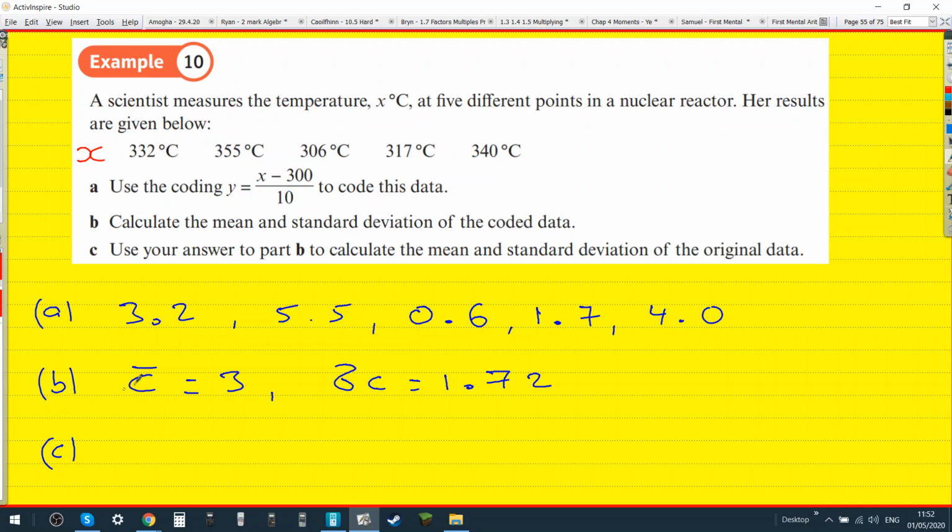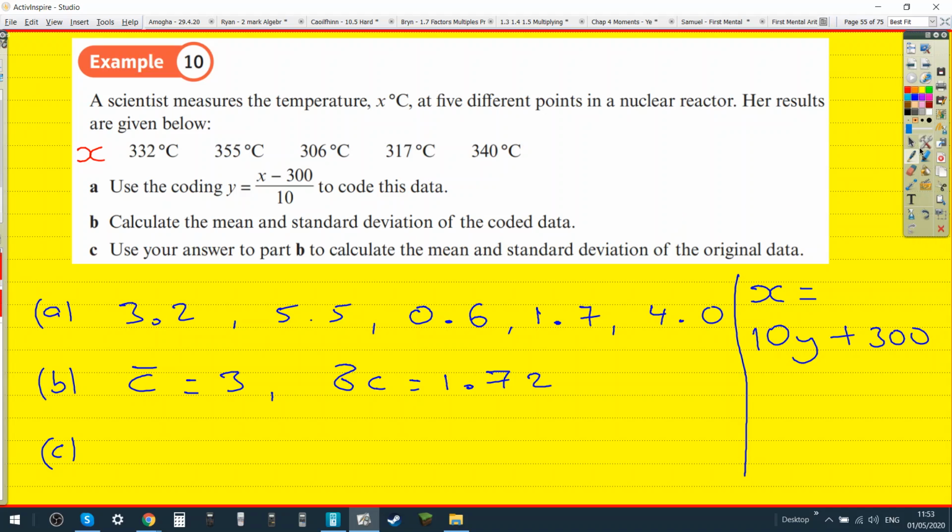No. So what would you get? You basically do the opposite now. What would you get if you made it x equals, in the coding? X equals 10y plus 300. Yes. These are your y's, and so you sub that in. So it's times by 10 and then plus 300.